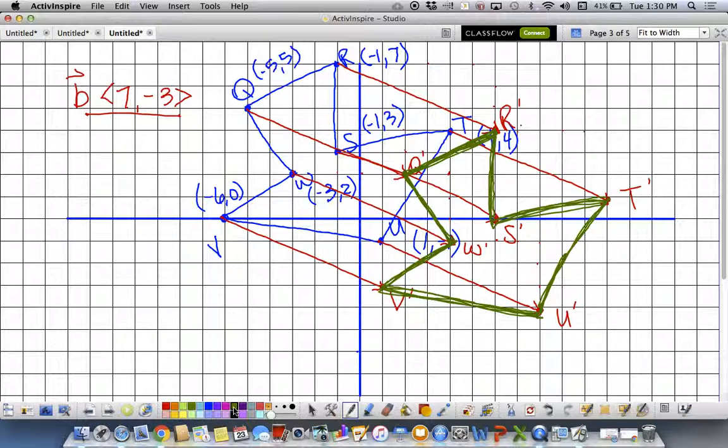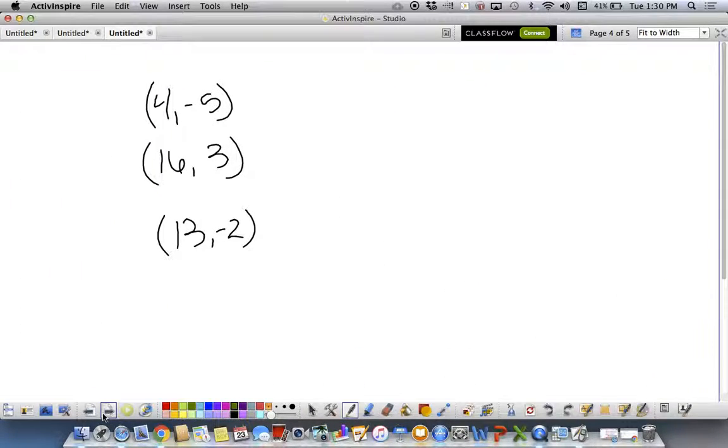Alright. There's an application talking about computer animation on page 474. A character in a new animated movie will move from point 4, -5 to the point 16, 3, to another point.